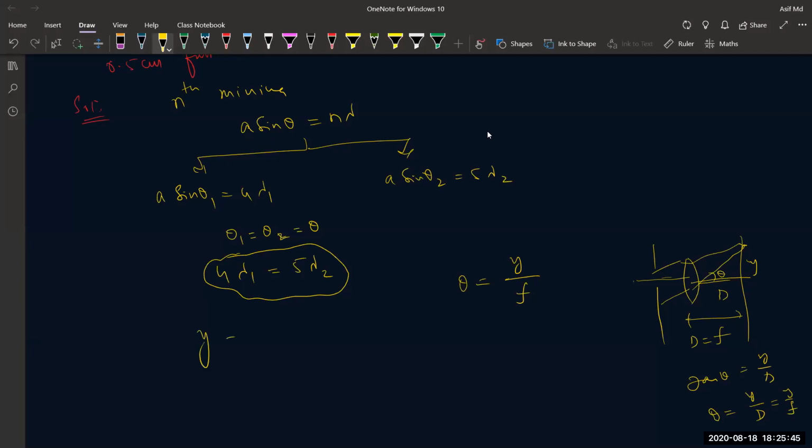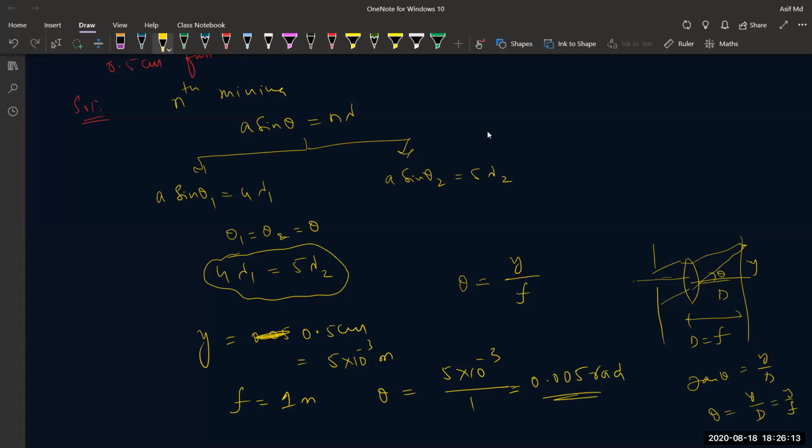Y value is given in the problem as 0.5 centimeters. That is approximately 5 into 10 to the power of minus 3 meters. And focal length is given as 1 meter. So I can get the value of theta. Theta is equal to 5 into 10 to the power of minus 3 divided by the focal length 1, so it will be in terms of radians. So it is 0.005. Unit will be radians.